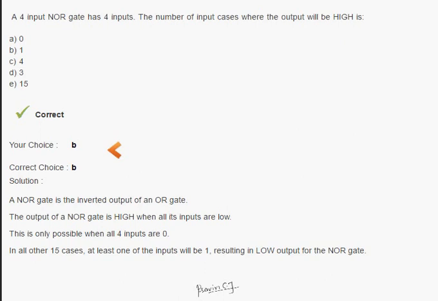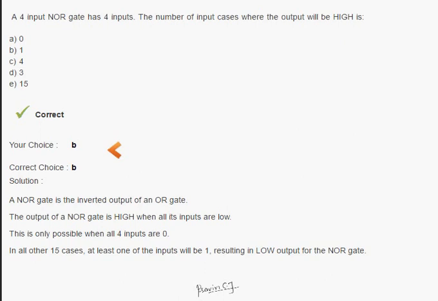Then there are possible questions we can make. A 4 input NAND gate has 4 inputs, the number of input cases where the output will be high. What is the answer? If all the inputs are 1, then the output will be high, because we are going to put a bubble, meaning we are going to make a NOT of it.